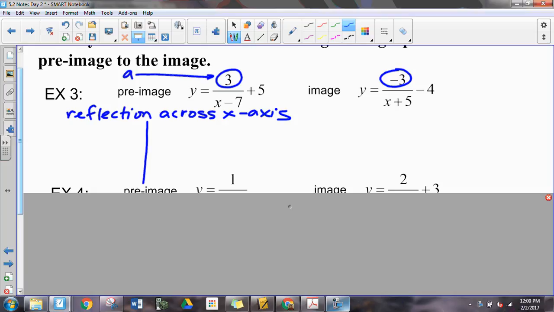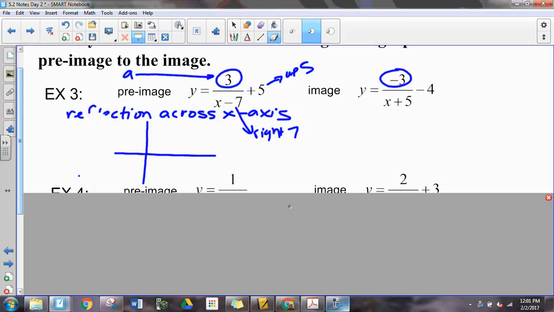So I'm going to sketch out a graph. And this x minus 7, that has told us that we have moved right 7 from the parent function of 3/x, and this has moved up 5. So my pre-image is starting at x equals 7, so 1, 2, 3, 4, 5, 6, 7. And up 5, so 1, 2, 3, 4, 5.